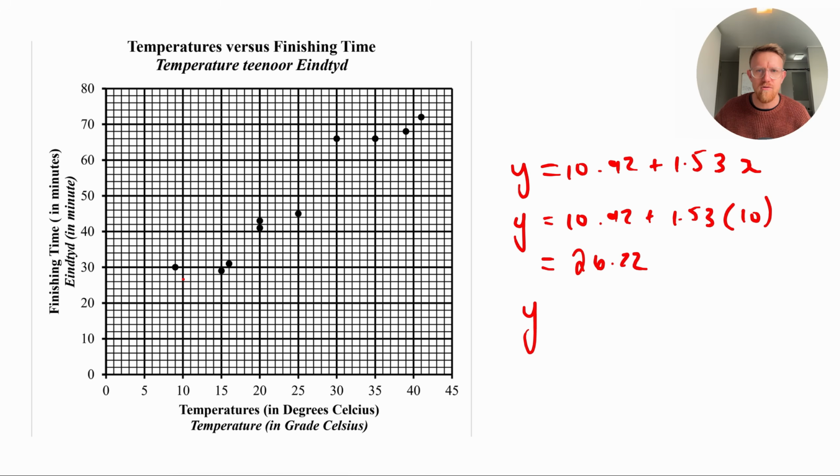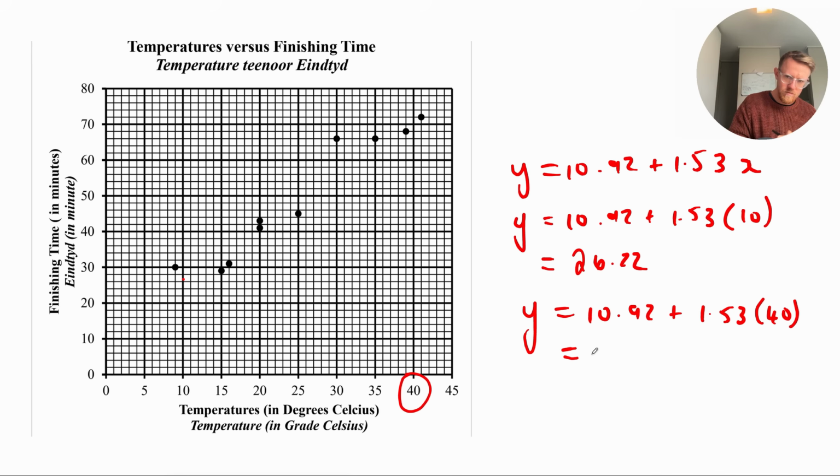So now I'll choose another random one, like x equals 40, so 10.92 plus 1.53 times 40, and that'll give you 72.12. So we go up at the 40, and then the y value is just above 72. So it would be like there. And then you would take a ruler. Now I don't have a ruler, and you would just connect those, like that. That is it.